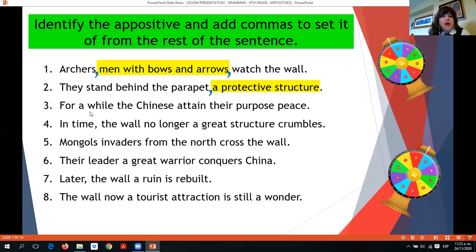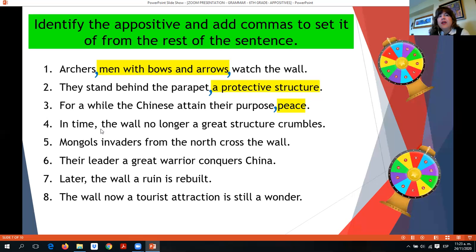We have a period, so we put only one comma in this case. Number 3, for a while, the Chinese attained their purpose, peace. So in this case, peace is describing the purpose, okay? This was China's purpose. So peace is the appositive and the comma goes just before the word. And in the same way that we did number 2, since the appositive is at the end, we only put one comma. Number 4, in time, the wall, no longer a great structure, crumbles.